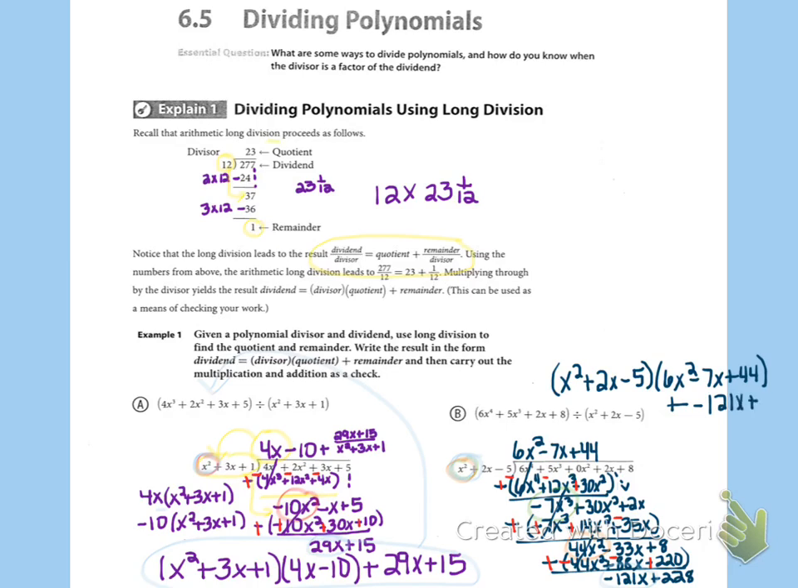121x plus 228. So if we were to go ahead and multiply this back out, multiply these two polynomials, and then add the remainder, we would get the original polynomial. So that is a way to check it. It's not an easy way to check it, but it certainly is a way that would check. And so this is my final answer in this form, which is the divisor times the quotient, plus the remainder, equals the dividend.